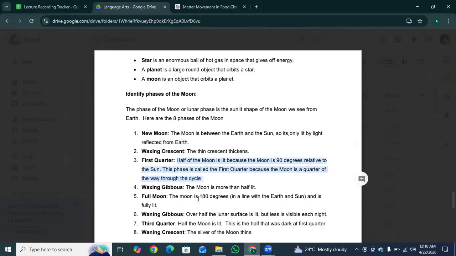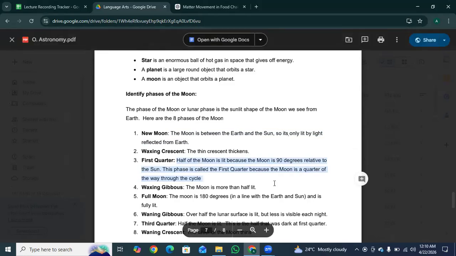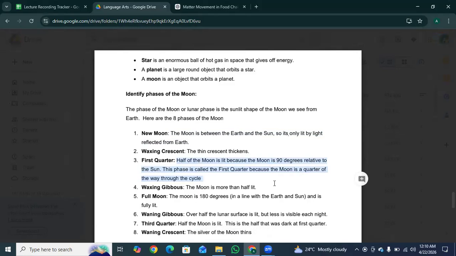So the next one is waxing gibbous. The moon is more than half lit. Like, the moon is mostly lit, but not quite a full circle yet. Full moon. The moon is 180 degrees, which is in a line with the earth and sun, and is fully lit. The earth is between the sun and moon. We see the entire lit side as a bright circle.